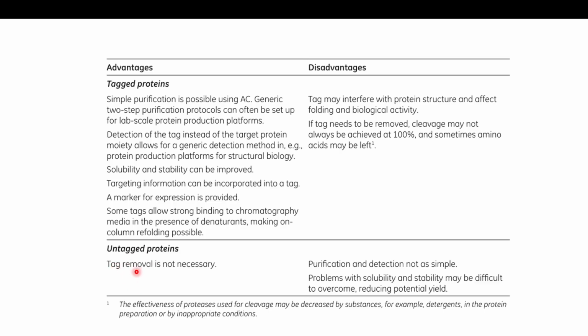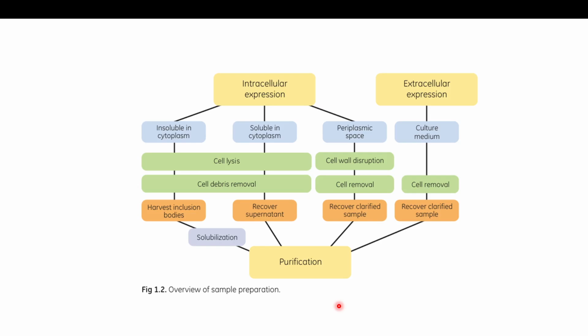Okay. And in the case of untagged proteins, definitely the advantage is there is no need to remove any tag, but the detection and purification becomes a little tedious many times, but not always. And there can be problems with solubility and stability, which might not be so easy to overcome without putting any tag. And hence, the yield of the purified protein lowers.